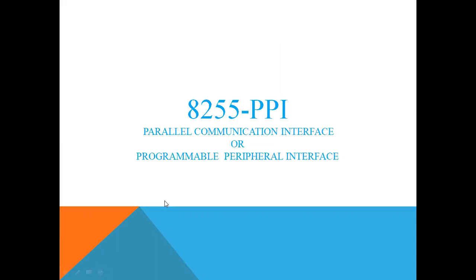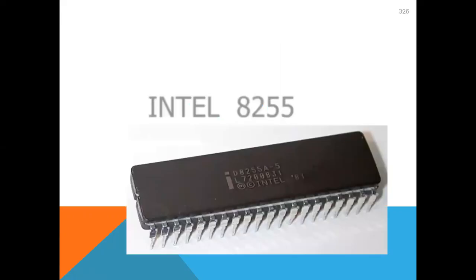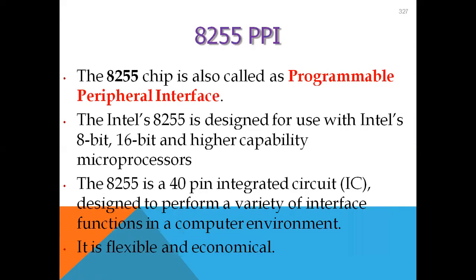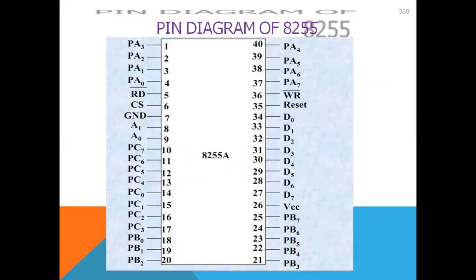So now we will discuss the topic 8255 Parallel Communication Interface, or Programmable Peripheral Interface, or PPI. This is the 40-pin IC of 8255. The 8255 is designed for use with Intel's 8-bit, 16-bit and higher capability microprocessors. It is a 40-pin IC designed to perform a variety of interface functions in a computer environment. It is flexible and economical. So this is the 40-pin diagram.